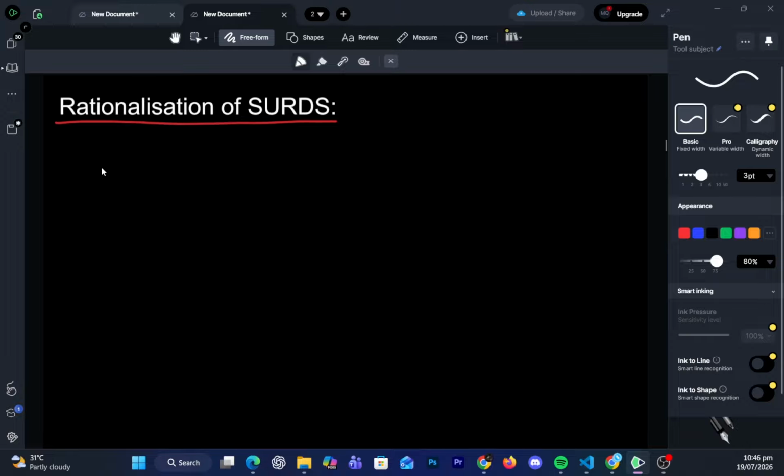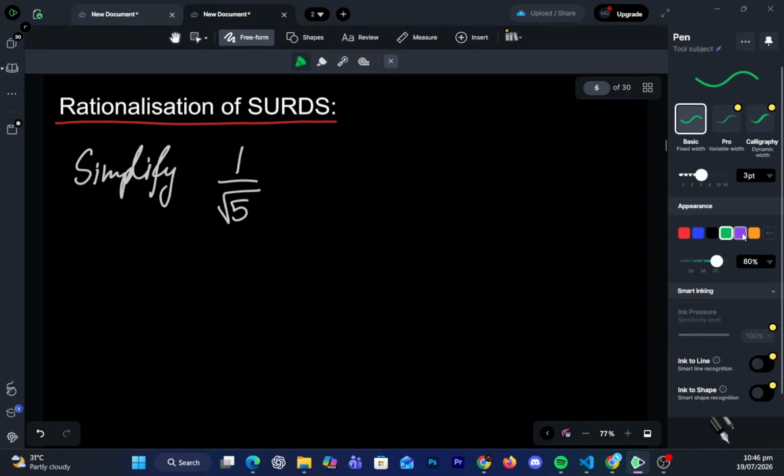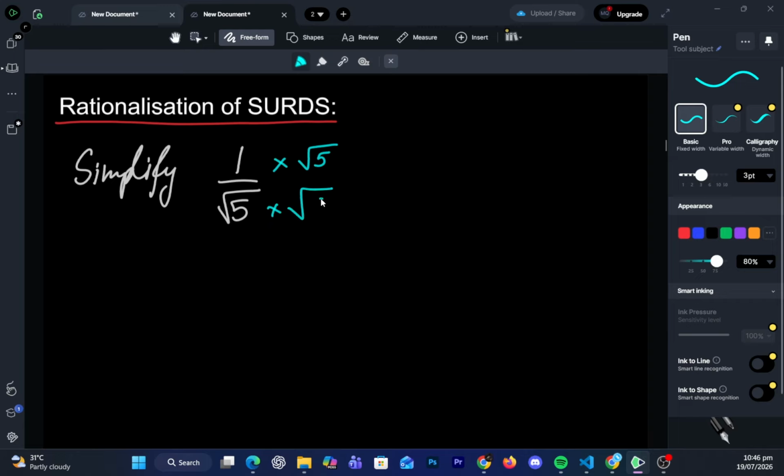Example 1. Simplify 1 over under root 5. To remove the surd from the denominator, we multiply both the numerator and the denominator by under root 5. Remember, whenever you multiply a fraction, you must multiply both parts by the same value. This keeps the value of the fraction unchanged.